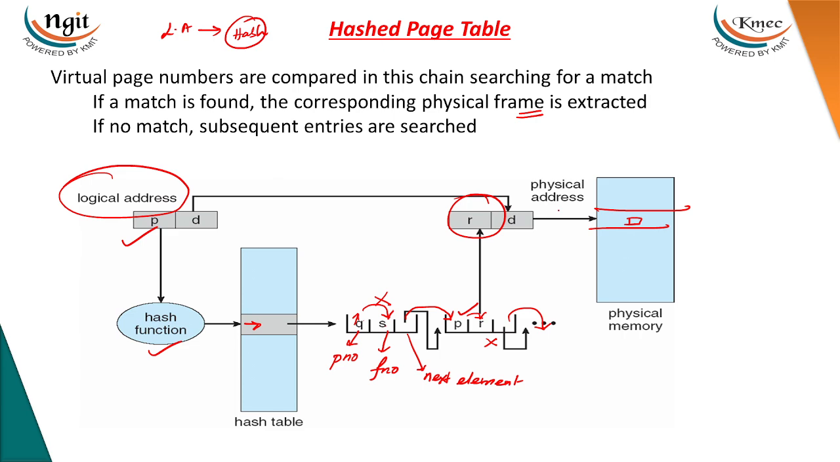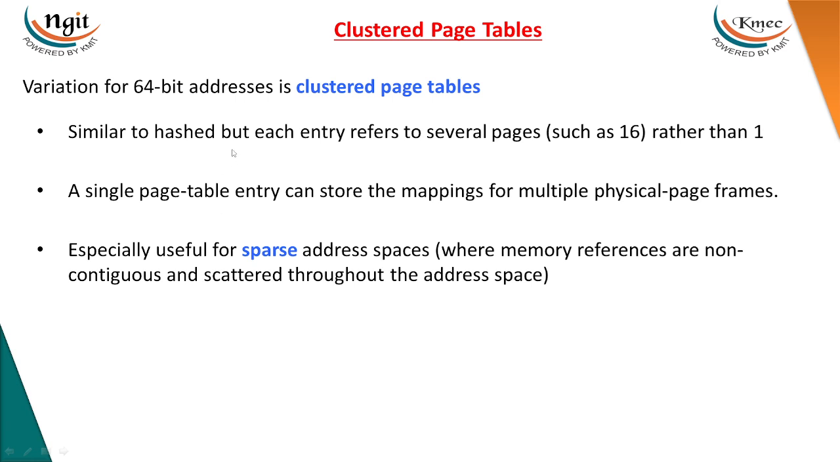This hash table is suitable for 64-bit systems, that is more than 32-bit systems, where the process size is very large. There is one more type of hash paging, called clustered hashing or clustered page tables. We will use this clustered page table for 2 to the power of 64 bytes, that is, 64-bit addresses.